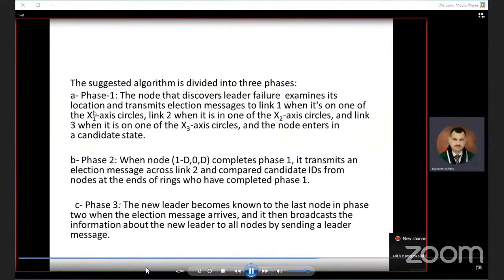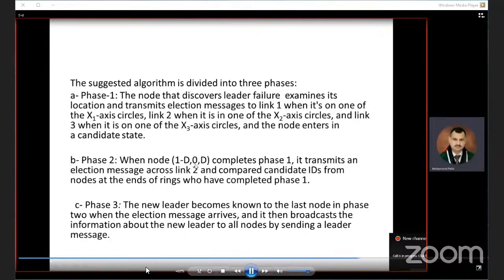The suggested algorithm is divided into three phases. Phase one: the node that discovers leader failure examines its location and transmits election messages to link 1 when it is on one of the X1 axis circles, link 2 when it is in the X2 axis circle, and link 3 when it is in the X3 axis circle, and the node enters a candidate state. This phase is explained in detail inside the paper.